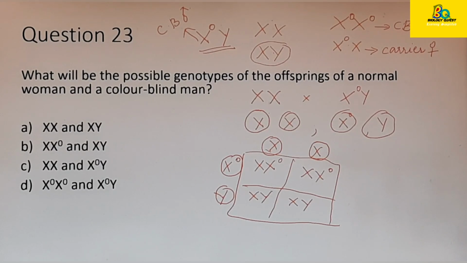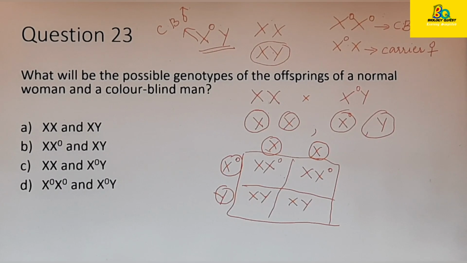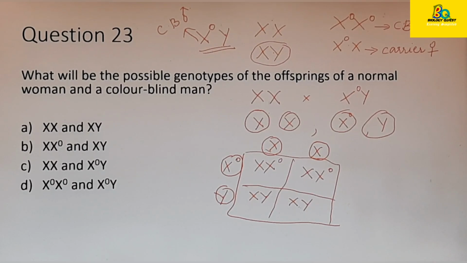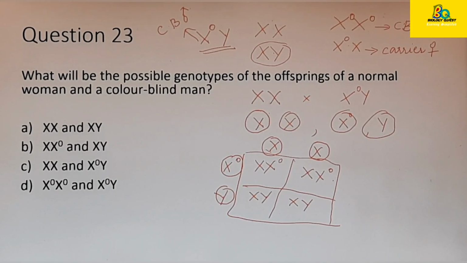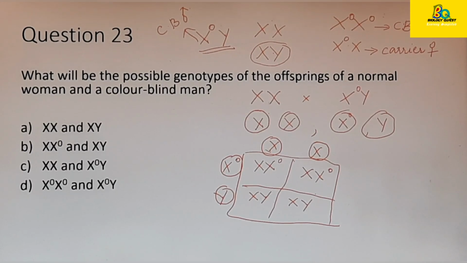So among the offsprings, half of the offsprings will be carrier females. This is a carrier female, this is a carrier female. And what about the males? All the males will be normal males. So here the gene for color blindness is transmitted from the father to the daughter. But the daughter is not expressing the character, but she is a carrier for color blindness and she can transmit the gene to the next generation.